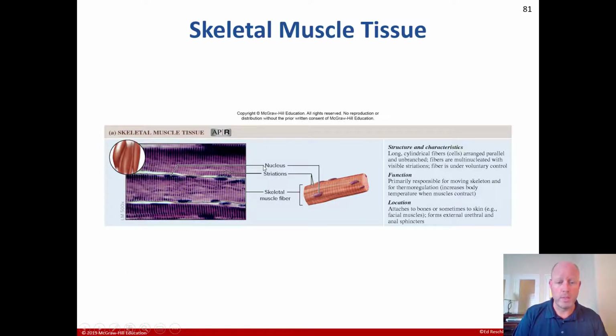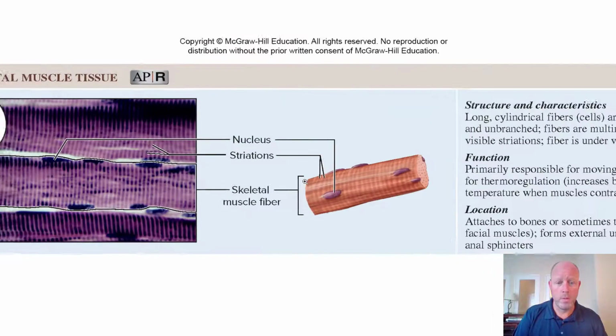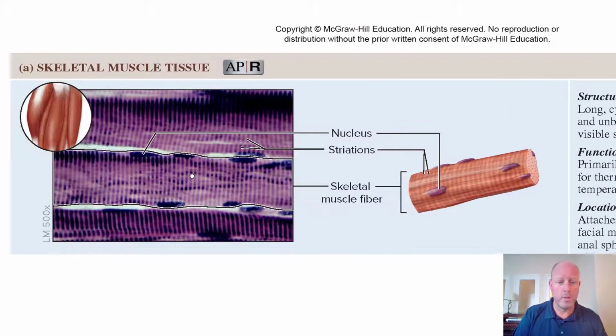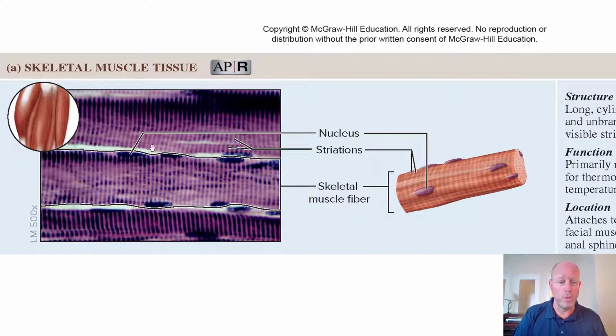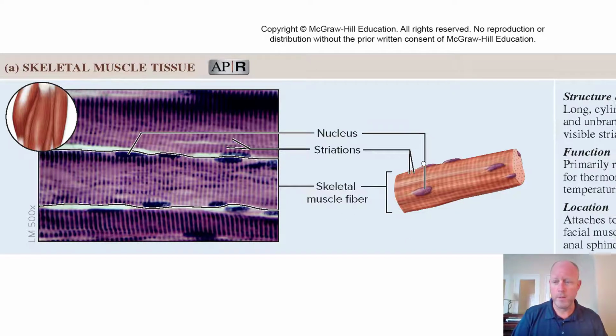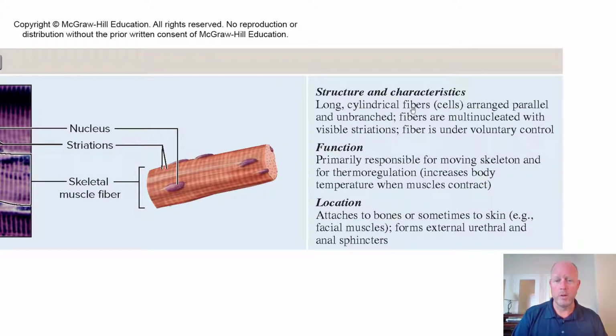Okay, so you can see this muscle fiber here. We can see in this picture the nucleus right there, and the striations, which are basically perpendicular to the length of the fiber itself, and of course the skeletal fiber itself, showing there. Okay. Long cylindrical fibers arranged in parallel, and they're unbranched. Fibers are multinucleated with visible striations, and it's under voluntary control.